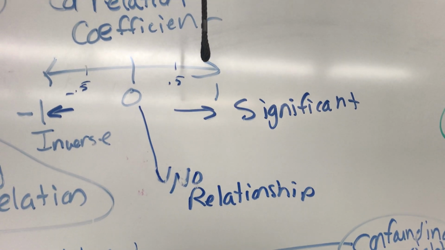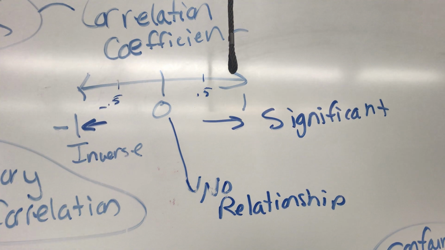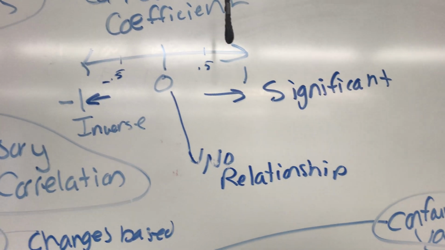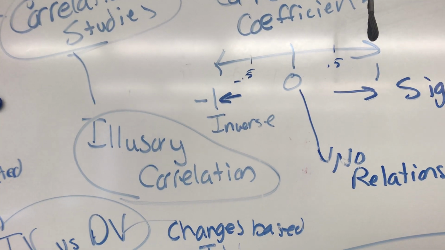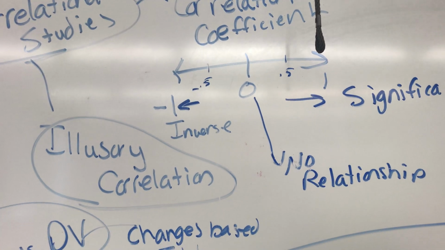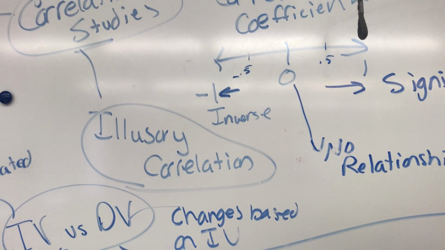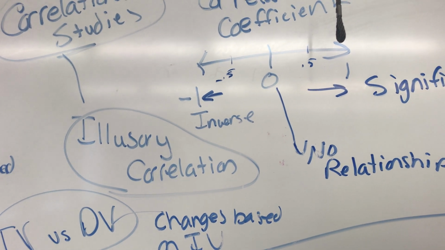Sometimes when we're looking at correlations, two factors and how they compare to each other, we can get what's called an illusory correlation, where it looks as if there's a relationship, but technically the two things don't have a relationship with each other.